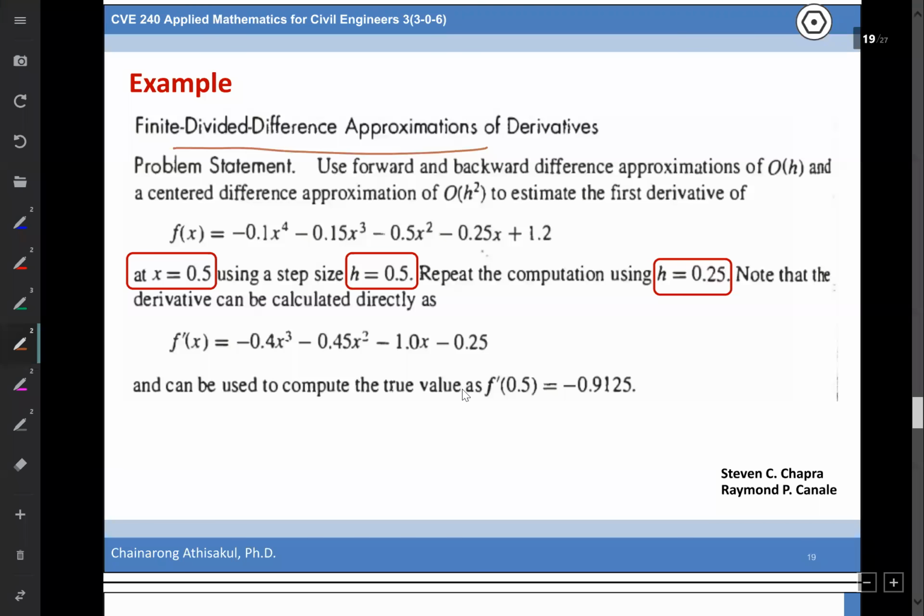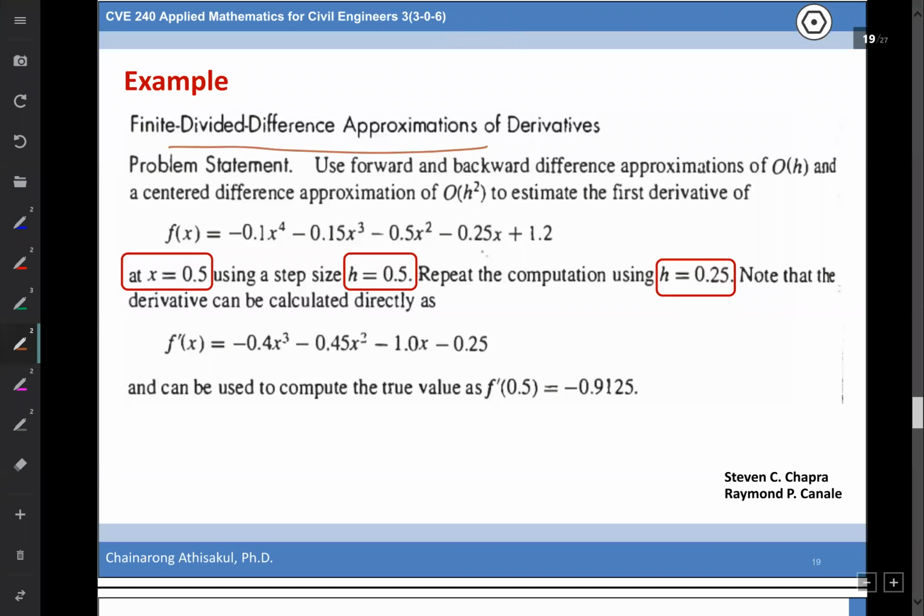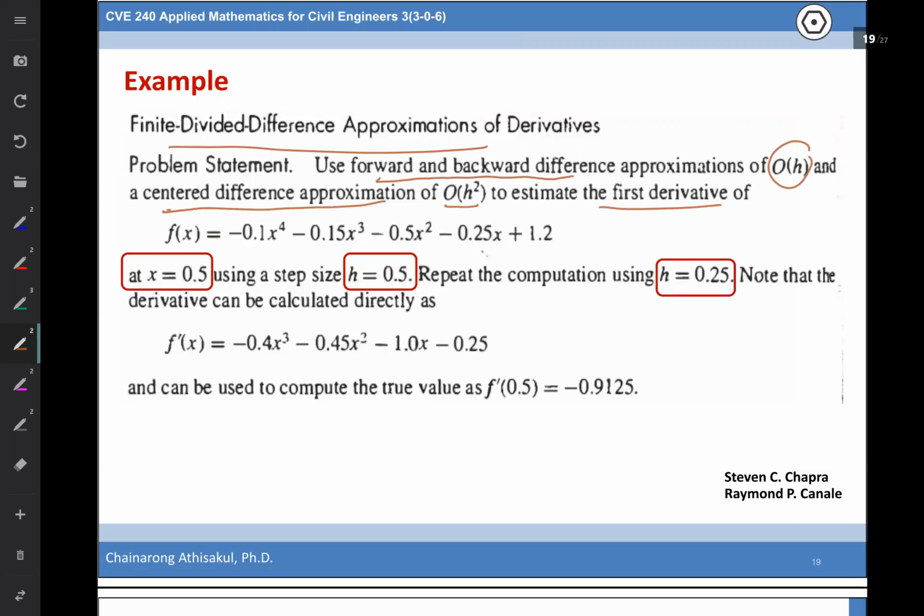Next example is just the polynomial function. It is also a polynomial function, and we will apply the forward and backward difference with error of O(h) and central difference with error of O(h²) to estimate the first derivative, by using different values of h. First one, h is equal to 0.5. Second one, h is equal to 0.25.